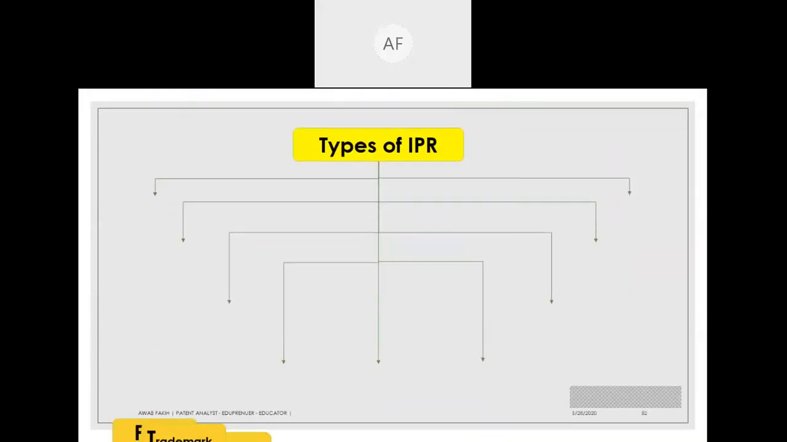So with this, we have seen all the nine types of IPR. First thing, I would like to mention one single point which you got from every IPR. Let's start with a recap of the first session, then we'll go for the next session after a break of 2 minutes. Let's start with the patent. Tell me one single point you understood about the patent.